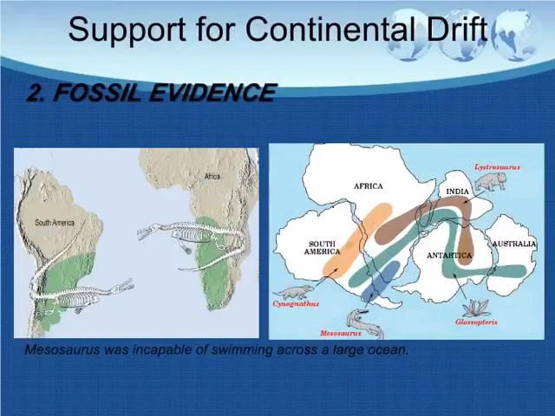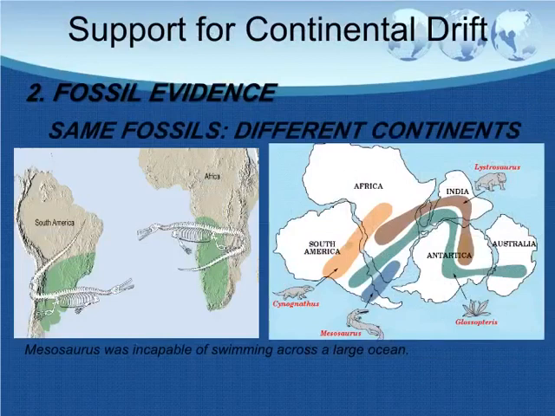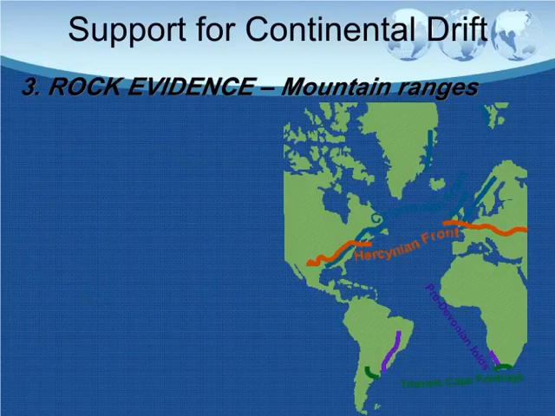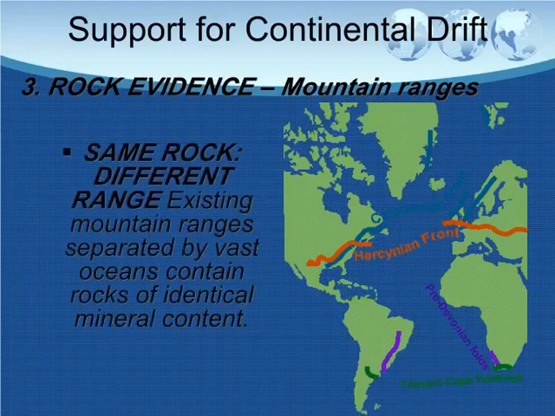Fossil evidence. Mesosaurus was incapable of swimming across a large ocean. Same fossils in different continents. Rock evidence. Mountain ranges. Same rock, different range. Existing mountain ranges separated by vast oceans contain rocks of identical mineral content.